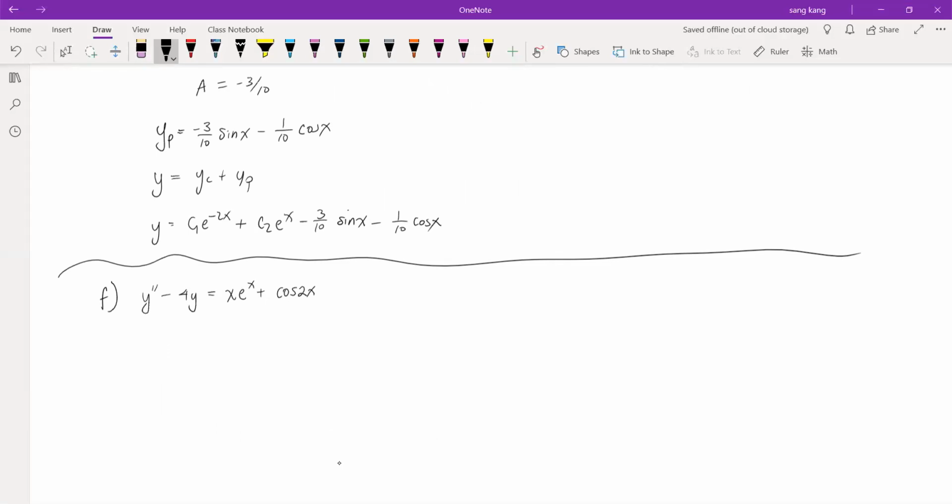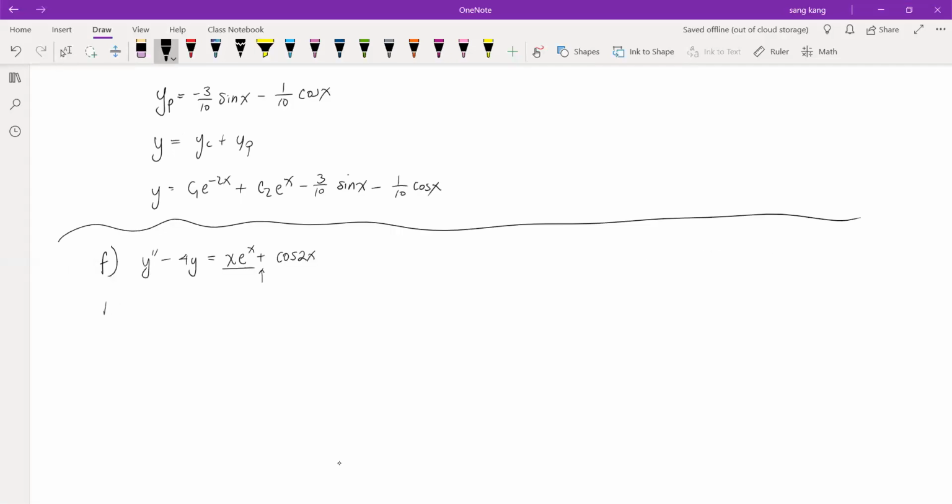So now we have a product of terms and a summation of terms, right? So this is covering 2 different topics. So again, as before, we're going to find our complementary. So r equals plus or minus 2. So our y complementary should be c1 e to the 2x plus c2 e to the negative 2x.